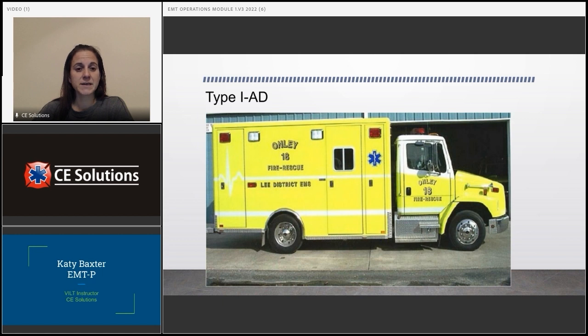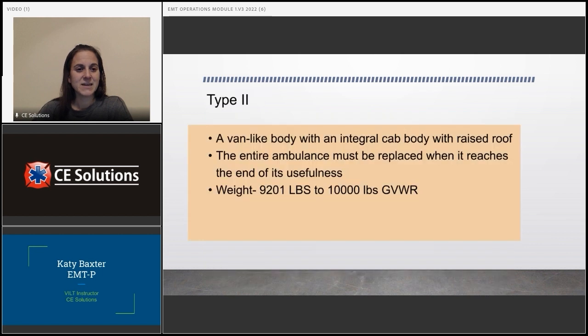Here's your type 1 AD, a little bit more heavy. It's beefier looking, isn't it? Type 2s are going to be your van ambulances, I think is what a lot of us call them, vans. Van-like body with an integral cab body with raised roof. These are tight, aren't they? There's some tight space in there.